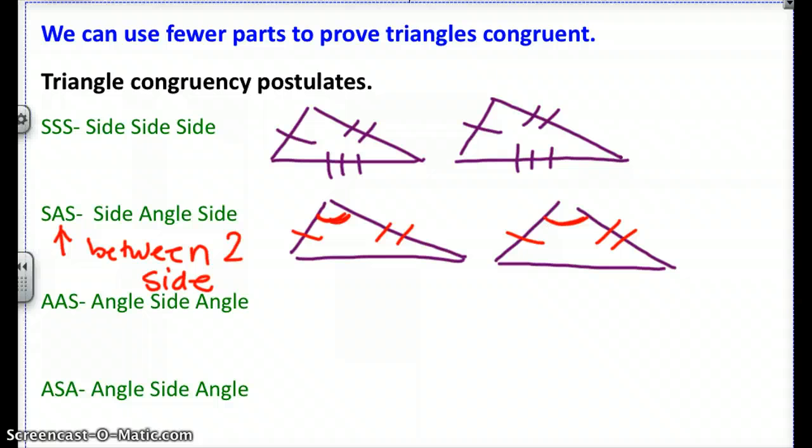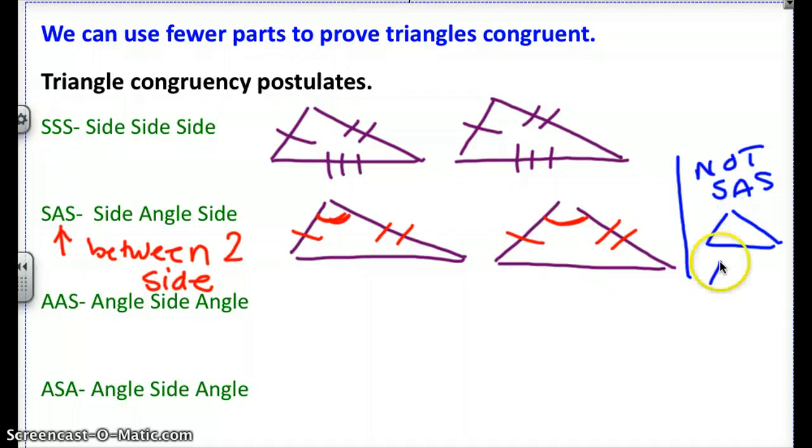This is wrong. This is not side, angle, side. Do you see that? That angle is not between the 2 sides. I really need to have this angle be marked. So that is not being proven by side, angle, side.